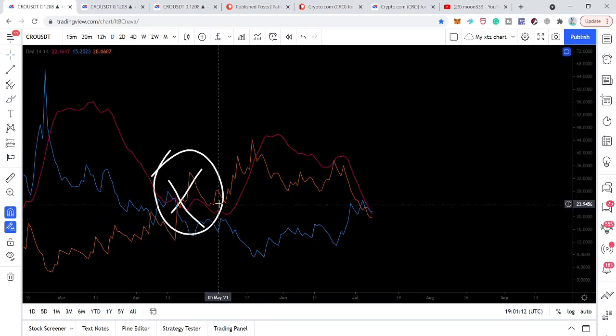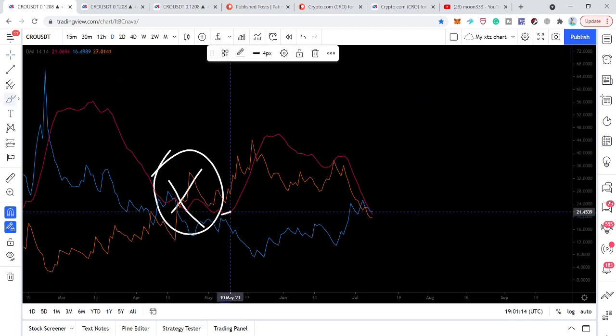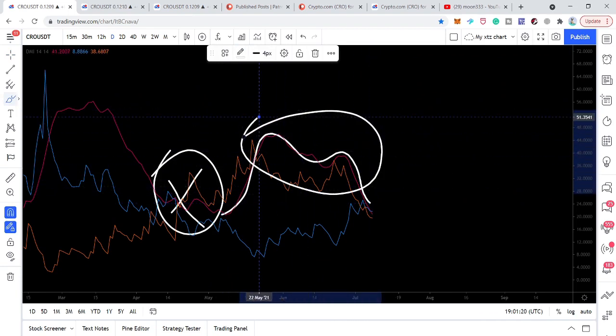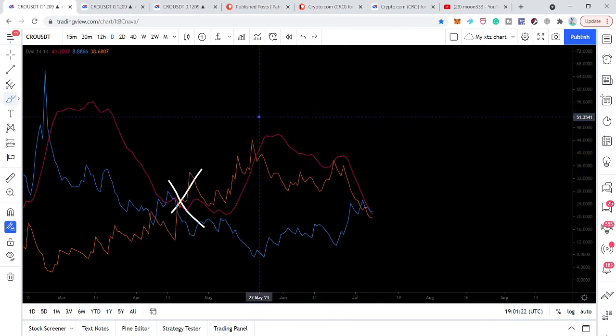And this is the ADX, this red line. You can see it is moving here. Whenever the blue line is above the orange line, this ADX shows the power of bulls. And if the orange line is above the blue line, then this shows the power of sellers or bears.